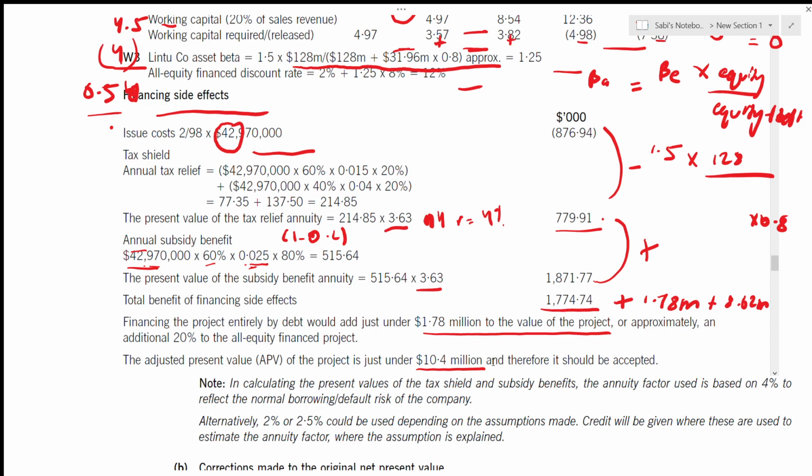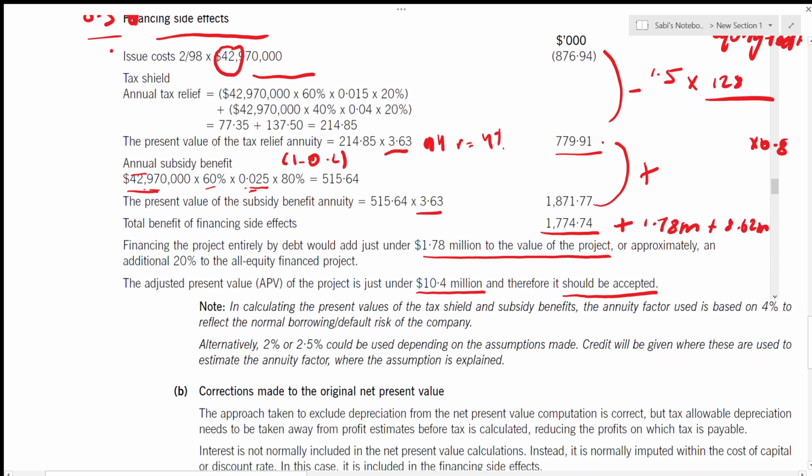So just under 10.4 million, and therefore it should be accepted, because the requirement also asks you whether you will accept the project or not. Of course you will accept. The adjusted present value is 10.4 million. Now some notes are there which you need to go through.